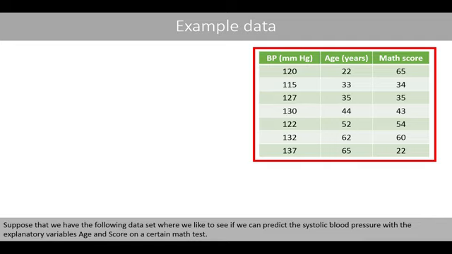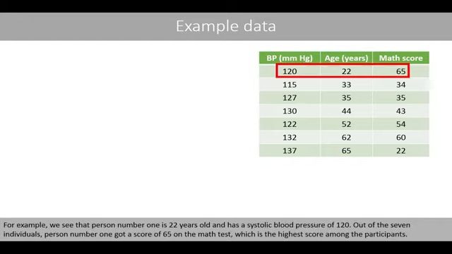Suppose that we have the following dataset, where we like to see if we can predict the systolic blood pressure with the explanatory variables age and score on a certain math test. For example, we see that person number 1 is 22 years old and has a systolic blood pressure of 120. Out of the 7 individuals, person number 1 got a score of 65 on the math test, which is the highest score among the participants.